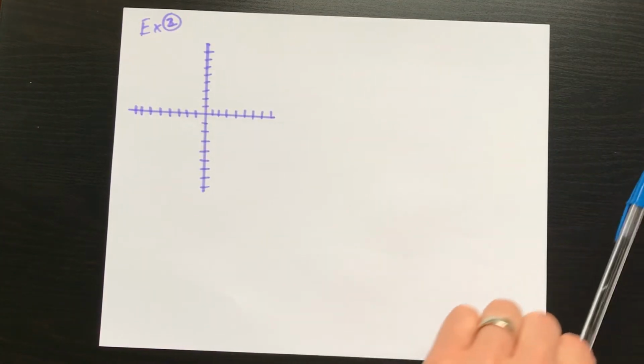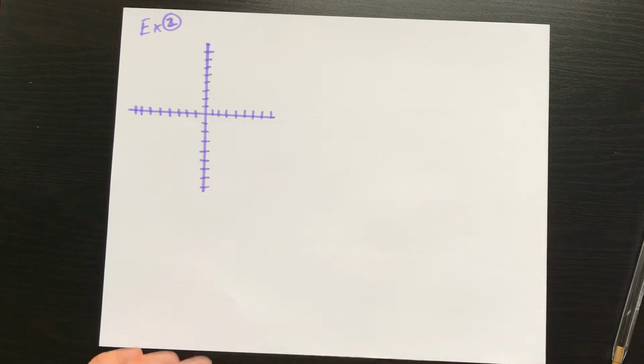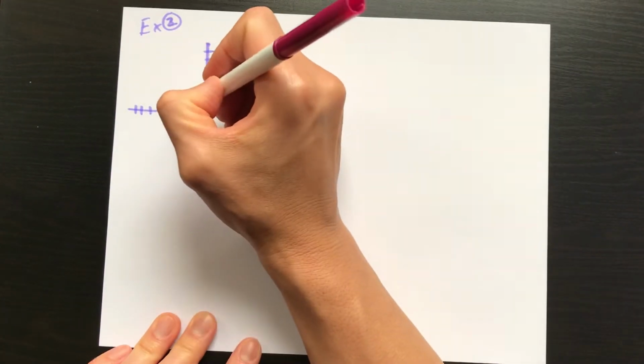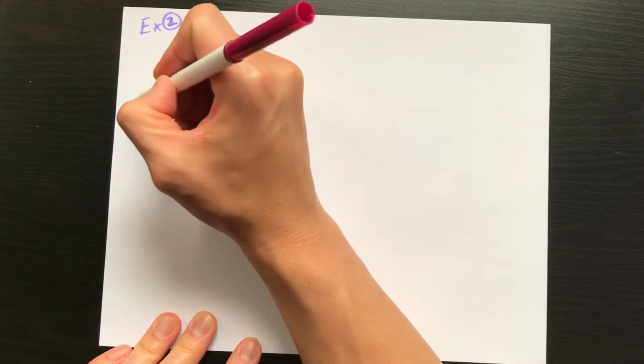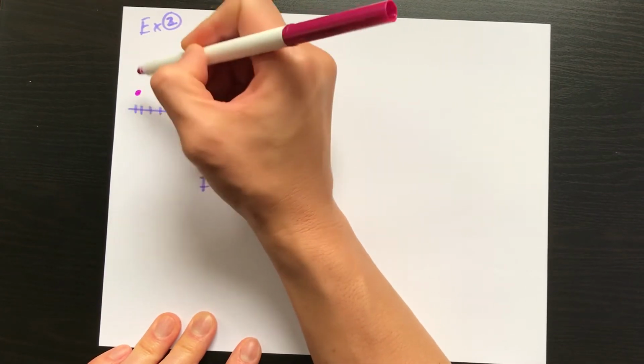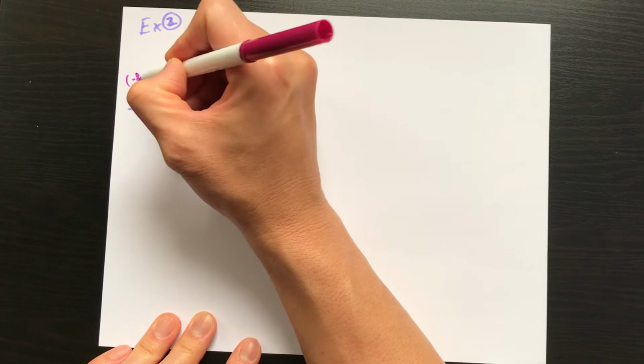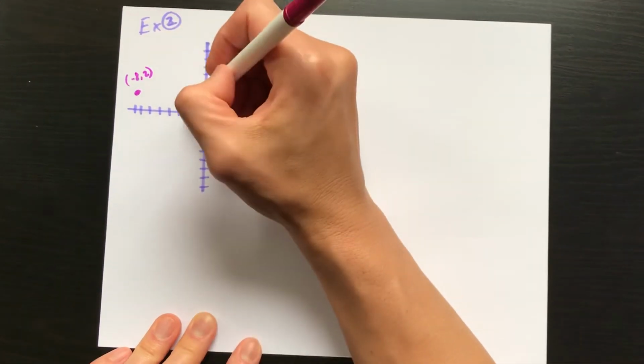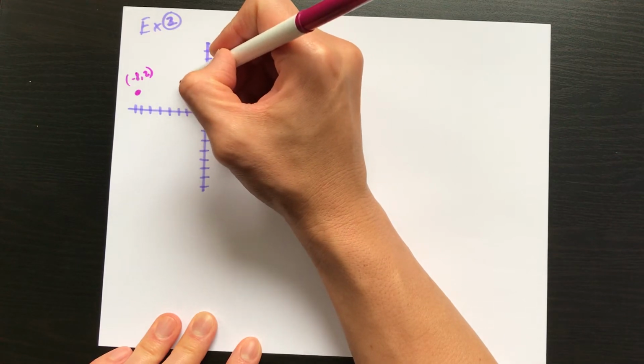Let's say we want to find the distance between 2 points. We want negative 8 comma 2. 1, 2, 3, 4, 5, 6, 7, 8. So this is negative 8 comma 2. And we want negative 3, 6. Negative 3, 1, 2, 3, 4, 5.